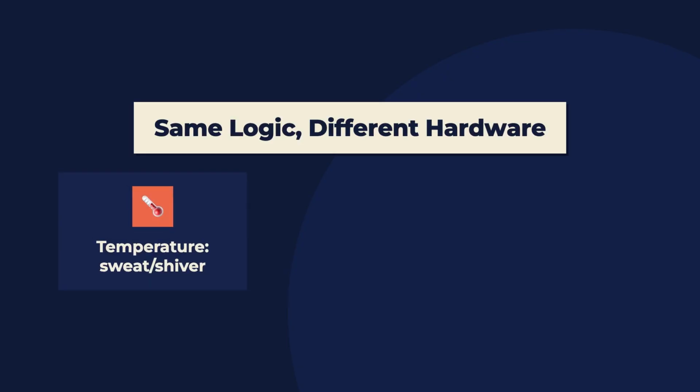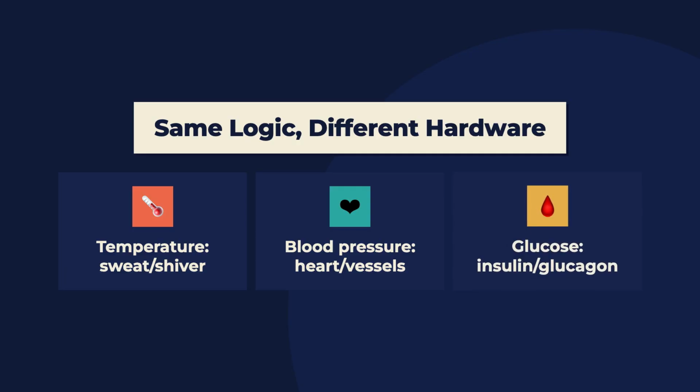Thermoregulation and blood pressure control follow the identical logic. Rising temperature triggers sweating to cool down. Falling temperature triggers shivering to warm up. And rising blood pressure triggers a slowed heart and dilated vessels. Every response cancels the change that caused it.